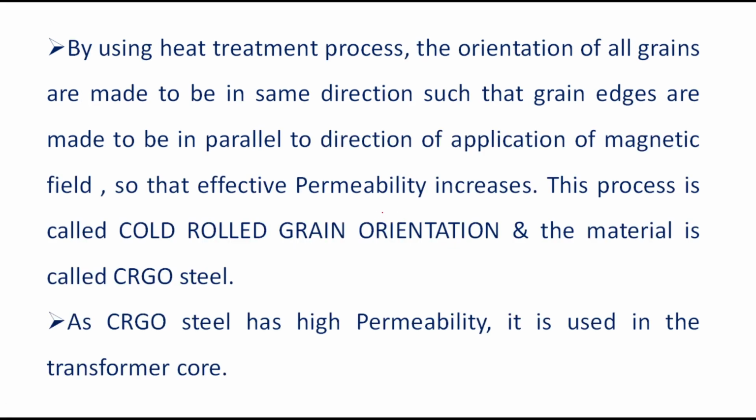So what is the importance of CRGO steel? By using heat treatment, the orientation of all grains is made to be in the same direction, such that grain edges are parallel to the direction of application of the magnetic field. So the effective permeability increases. This whole process is called cold rolled grain orientation, CRGO, and the material is called CRGO.